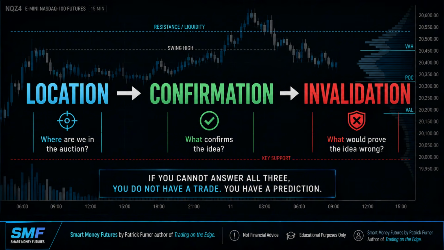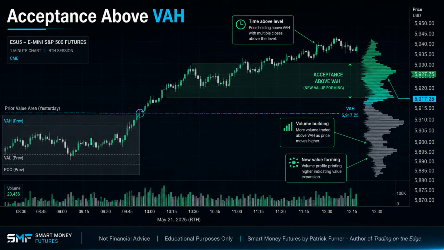Question 3. Where is the structural invalidation? Define the exact price level that makes your trade thesis wrong. Not a fixed number of ticks from entry, but a structural location. For a long at VAH acceptance, invalidation may be a close back below the VAH into the prior value area. That would mean the auction is rejecting the new location after initial acceptance. That is where the thesis breaks down. That is your stop logic.